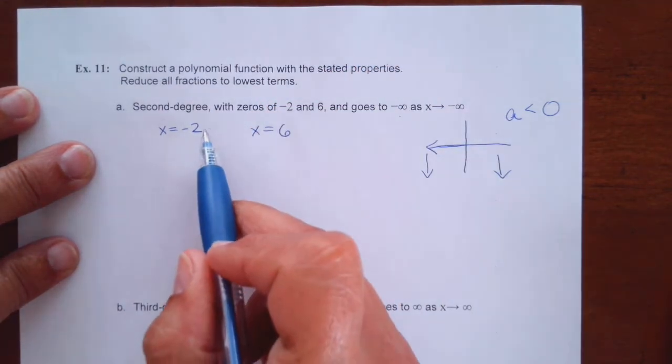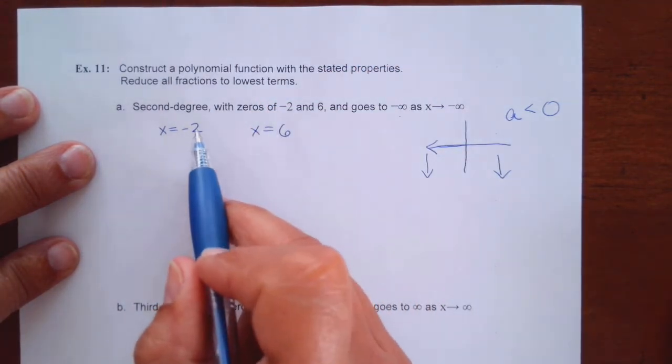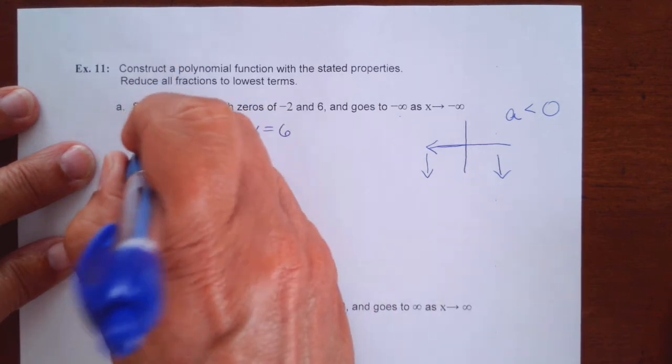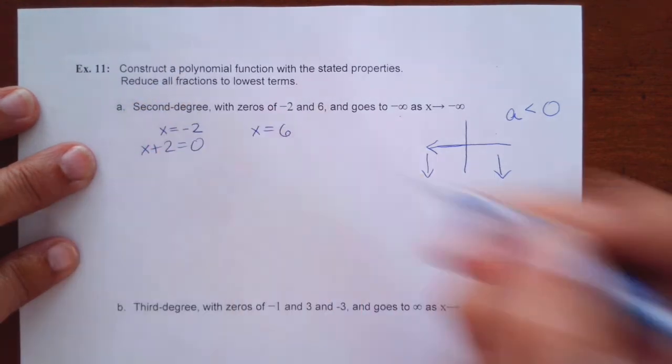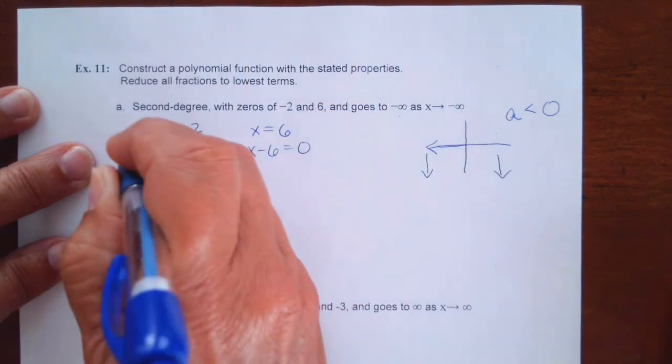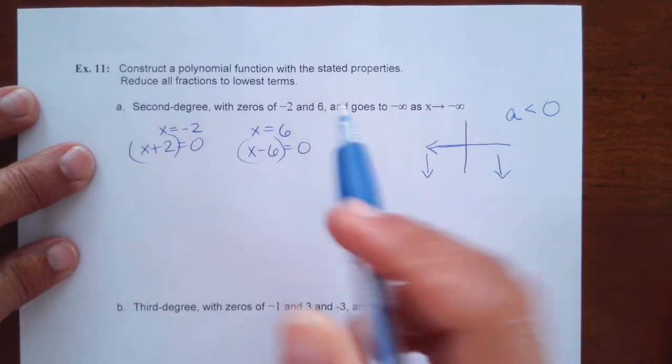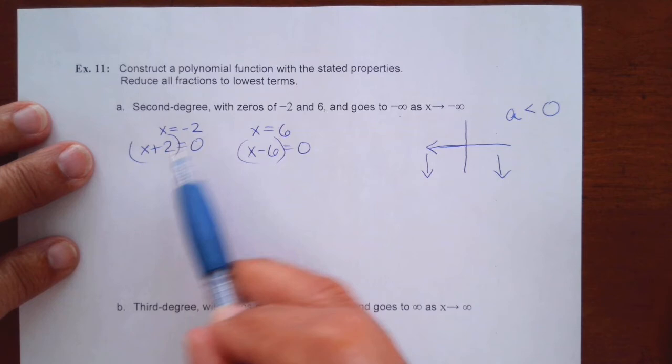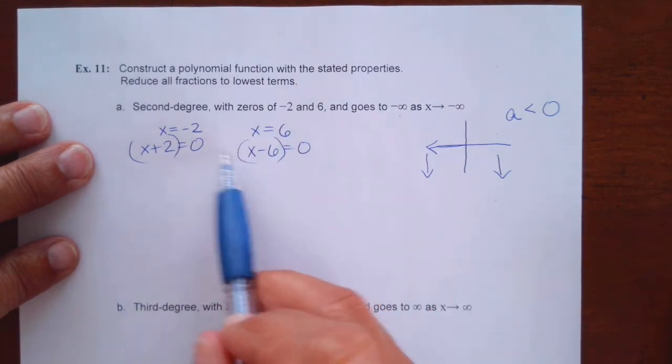So now we want this side to be 0. So we're going to move the negative 2 back over here. So that would be x plus 2. We'd move the 6 over to the left. That would be minus. So these are the factors. Look at the signs. The signs are always opposite. That's how you get it if you want to go backwards.